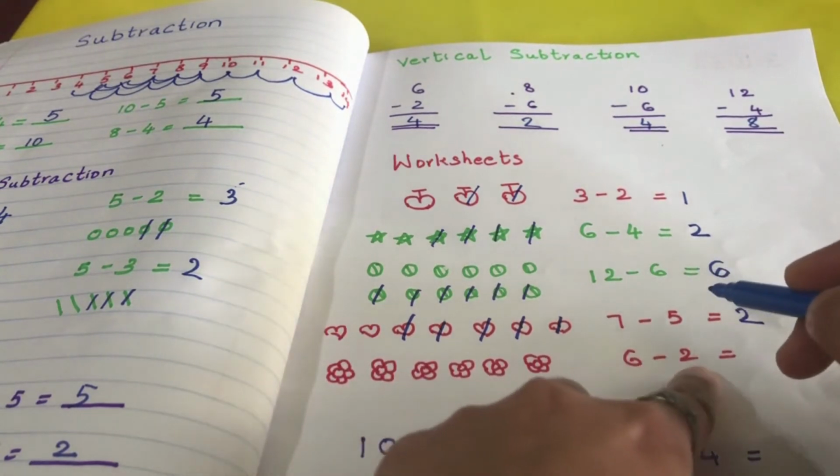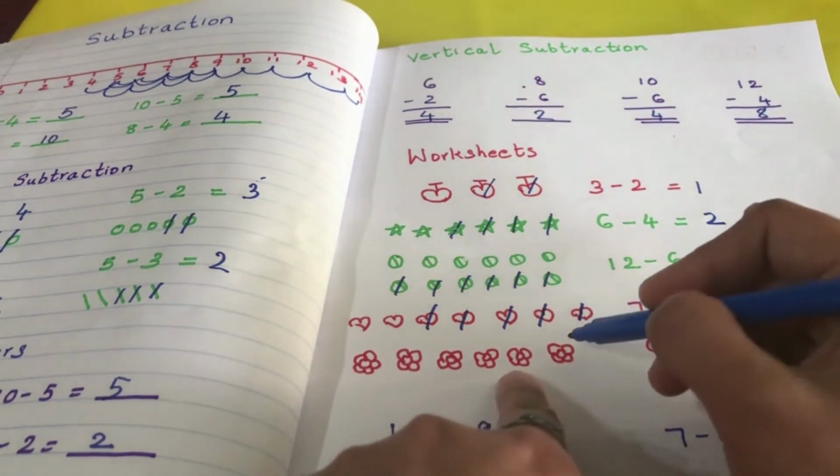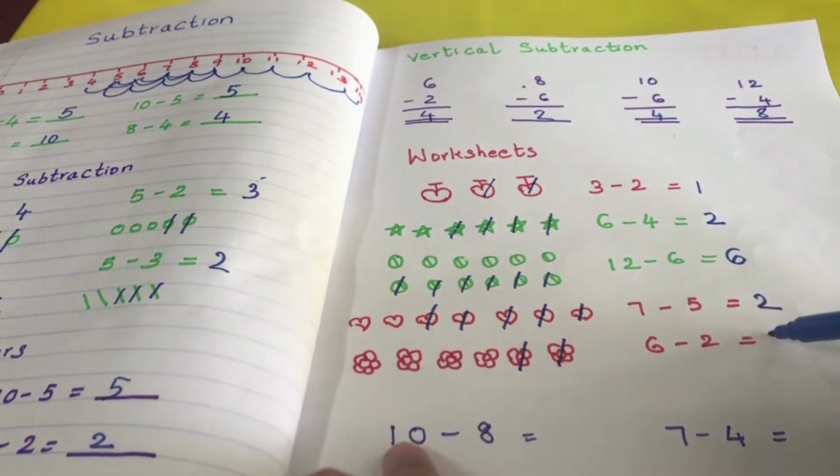Next it is 6 minus 2. So there are 6 flowers, and how many flowers do you need to cancel? 2. So how many flowers are remaining? 1, 2, 3, 4.